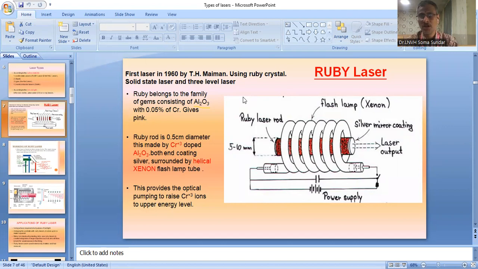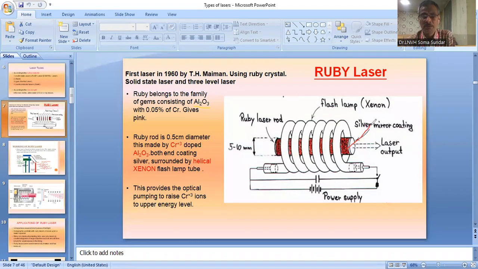The basic construction of a ruby laser, in fact of any laser, should contain three main components, which are the active medium, the pumping mechanism, and the resonator cavity. So these three are the main important concepts we need to look for. Where is the active medium? Here is the ruby rod, which acts as the active medium. The atoms of the ruby rod act as the active medium, where the chromium atoms are the main active medium.